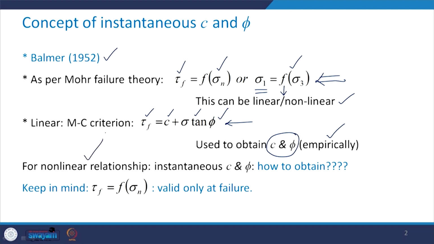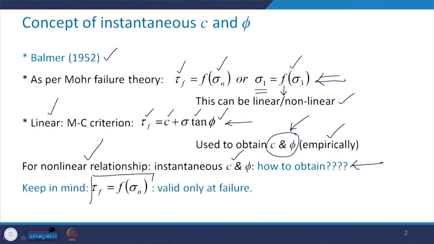Now, for a non-linear relationship, can we find something similar to this C and phi, as in the case of the linear or straight line criterion? Yes, we can do that, and that is called instantaneous C and phi. The question is how to obtain it. To start with, one needs to keep in mind that this functional relationship is valid only at failure, not before, not after.